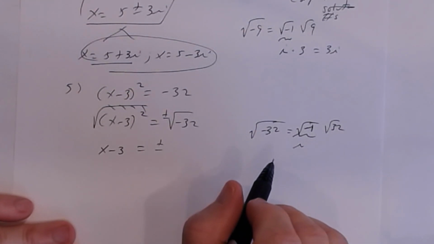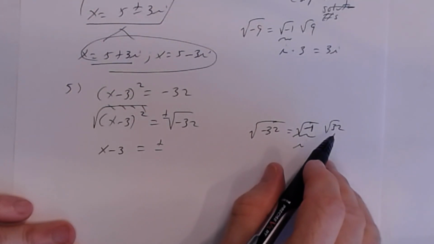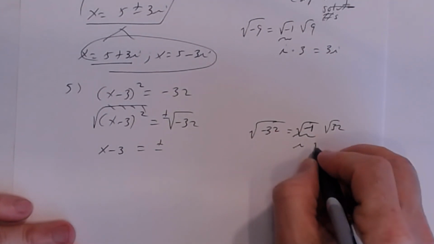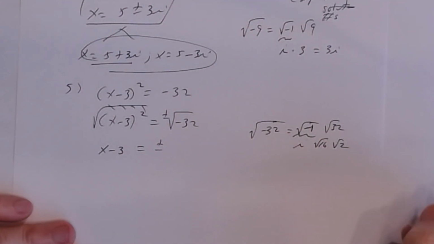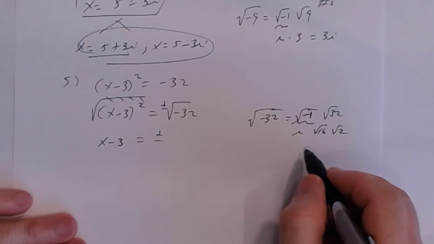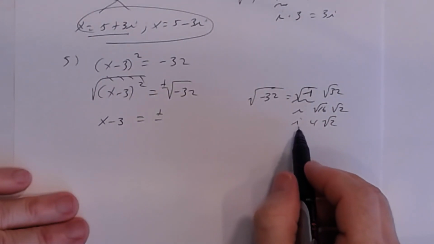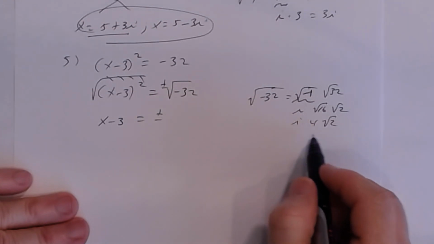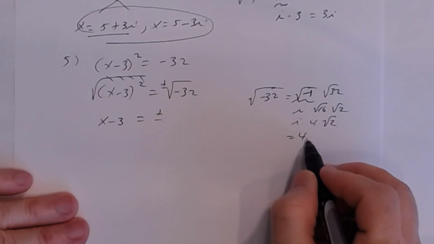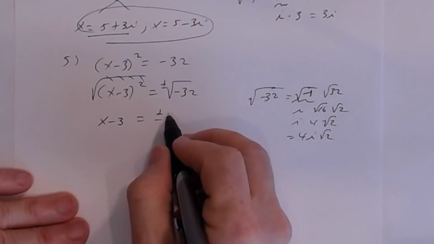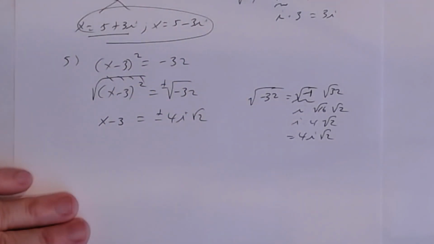There is a perfect square. There are several, but let's use the largest. The largest is 16. So this is the square root of 16 times the square root of 2. And the square root of 16 is 4. So I get i times 4 square root of 2. And I'm going to go ahead and put the i between the 4 and the square root of 2. So I'm going to write this as 4i square root of 2. So that goes here, 4i square root of 2.